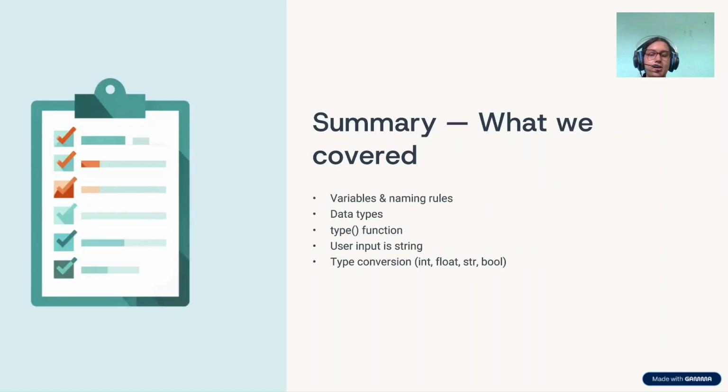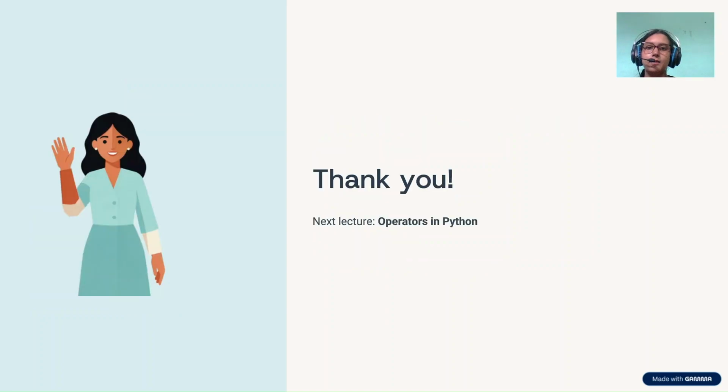And yeah, what have we covered today? Today we learned what variables were, the naming rules for variables. We learned about the different data types in Python. We learned about the type function with which we can find out the data type of our variables. We learned that the return type of our input function is a string, and we also learned how to convert one data type into another data type. So that's it for our second lesson. In the next lecture we'll learn what operators are and how to use them.